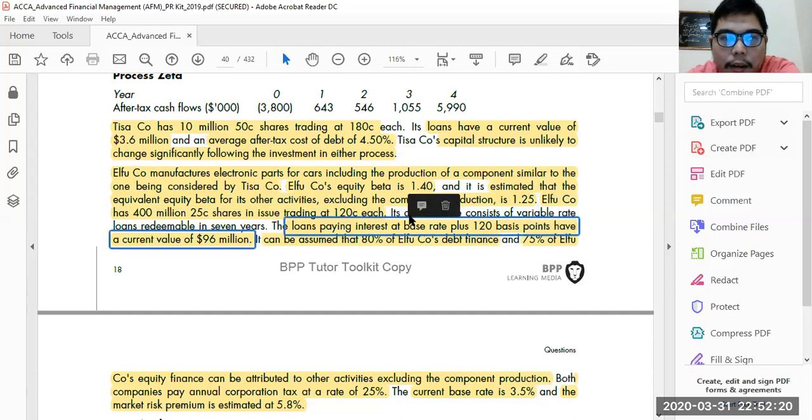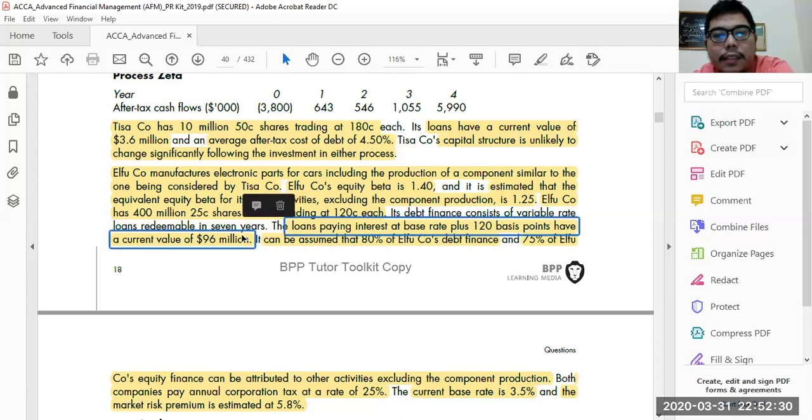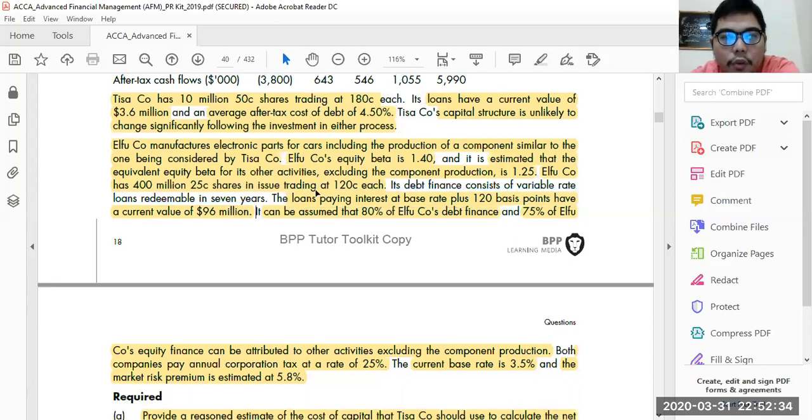Its debt finance consists of a variable rate loan redeemable in 7 years. The loan pays interest at a rate of 122 basis points and has a current value of 96 million. So this is the value of that for Elfuco. It can be assumed that 80% of Elfuco's debt finance and 75% of Elfuco's equity finance can be attributed to other activity, excluding the component production.